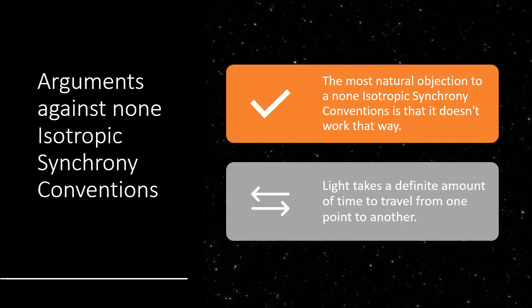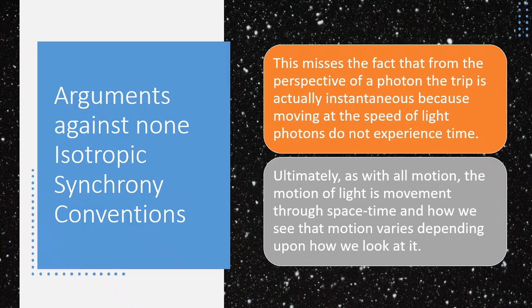The most natural objection to a non-isotropic synchrony convention is that it doesn't work that way. Light takes a definite amount of time to travel from one point to another. This misses the fact that, from the perspective of a photon, the trip is actually instantaneous because, moving at the speed of light, photons do not experience time. Ultimately, as with all motion, the motion of light is motion through spacetime, and how we see that motion varies depending upon how we look at it.